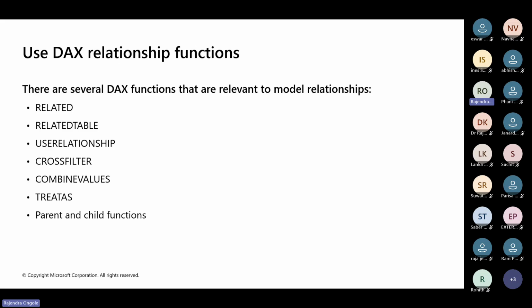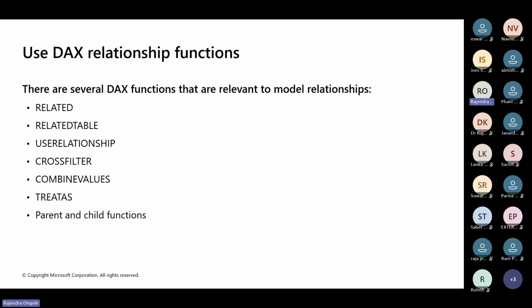COMBINEVALUES, TREATAS, the parent-child functions, and the hierarchical path functions are there for row-level security and hierarchical design approaches. These are the very regularly used functions whenever you are trying to build new tables or pick up new columns from one table to another based on the connections between two tables.